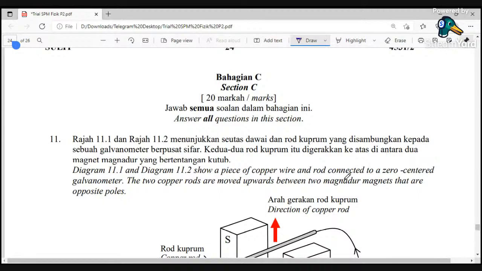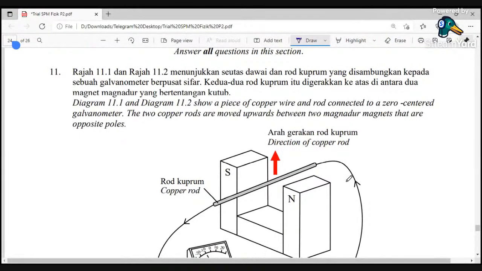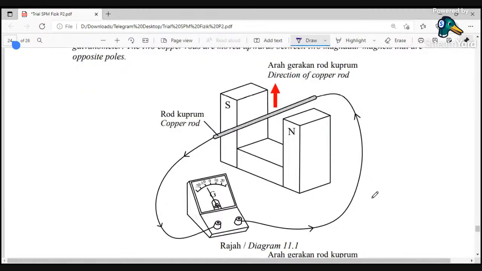Okay, now look at the last one, section C, 20 marks. Only one question given to you. No choice, you need to answer that question. Number 11, diagram 11.1, 11.2 show a piece of copper wire and rod connected to a zero-centered galvanometer. The two copper rods are moved upwards between two magnets that are opposite poles. You can see this is a galvanometer, the copper rod, and the magnet. There's no power supply in this case. If no power supply, it means we can say it is about the induction concept.